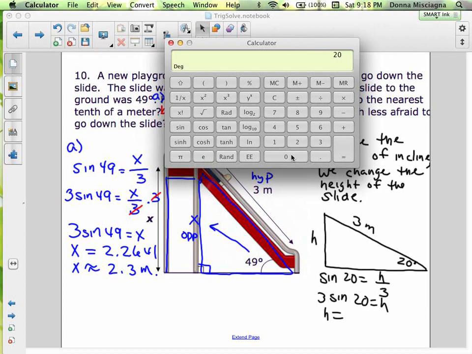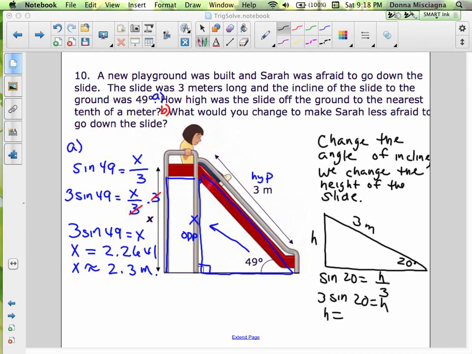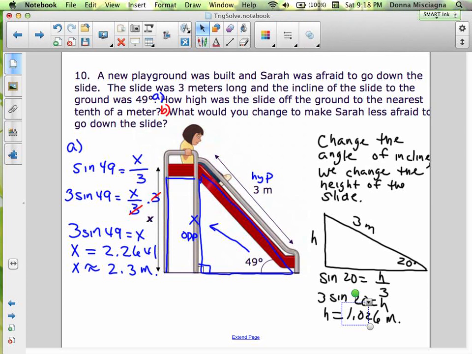So let's see. We have 20 times sine. So notice the ratio is smaller. So if I multiply 3 by a smaller value, we're going to get a smaller height. So times 3 equals, so now it's only going up 1.026 meters. All right, so now that's not going to be nearly as scary for Sarah.